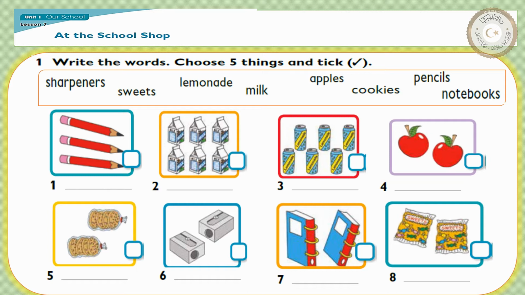Okay, what do we have in number 1 here? So, can you see? We have 8 pictures. What's this? Can you tell me? Okay, so now number 1, write the words. So we have here 8 pictures in front of you and we need to write words.